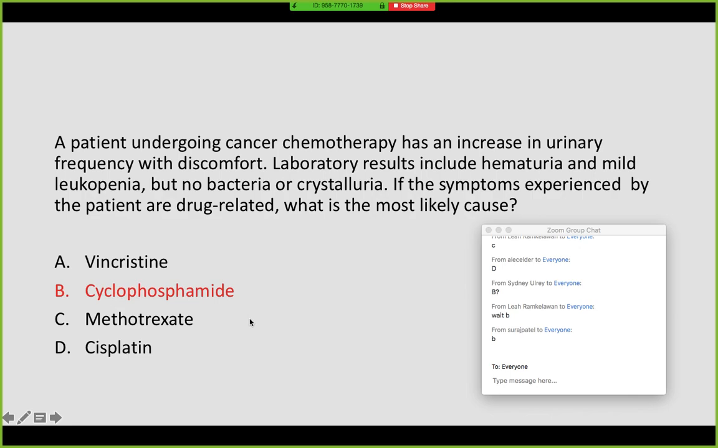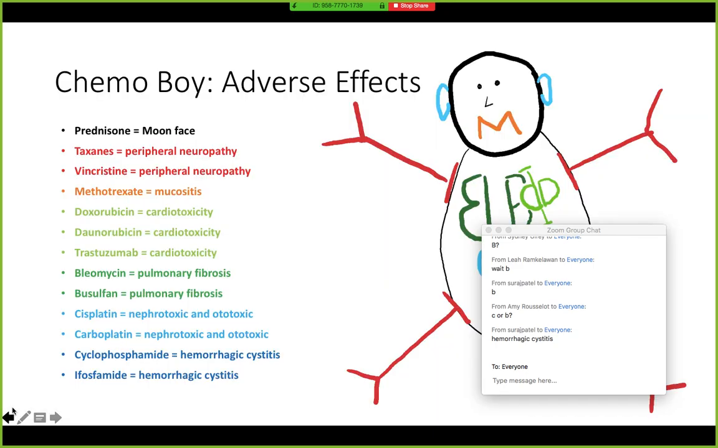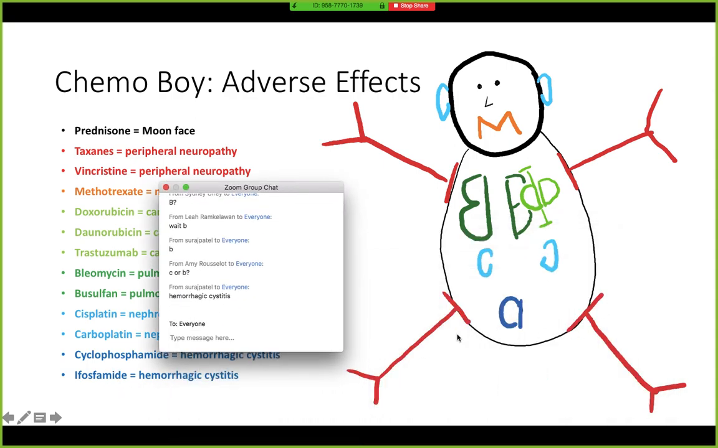So the correct answer here is C. So what is the question stem describing? Like, what does the patient probably have? Right, hemorrhagic cystitis. So if we go back to Chemo Boy, cyclophosphamide and ifosfamide are going to be Chemo Boy's bladder down here.